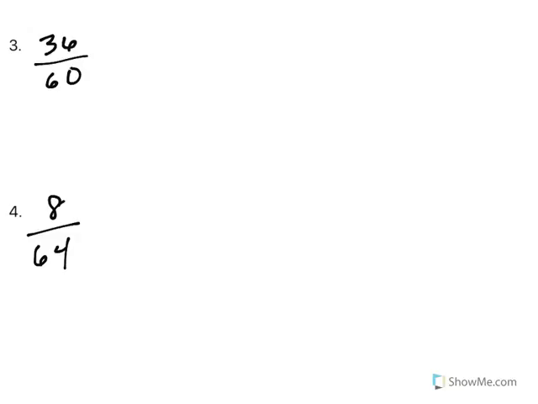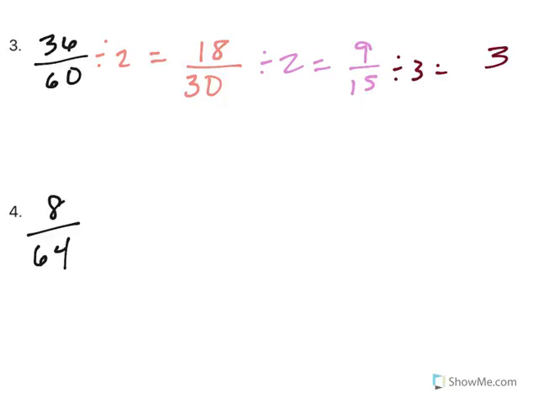Number 3, 36 over 60. Now there might be a couple different ways that you can see this. If you say, hey, they're even, yes they are. So let's start by dividing by 2. 36 divided by 2 is 18. 60 divided by 2 is 30. Well, those are both even, so I can divide by 2 again, and I get 9 over 15. Well, those are both divisible by 3, and I finally get 3/5. So you could have started by dividing by 6, 3, 12. Any of those would get you to the same place. Just sometimes you might have to do the problem, divide 3 times.